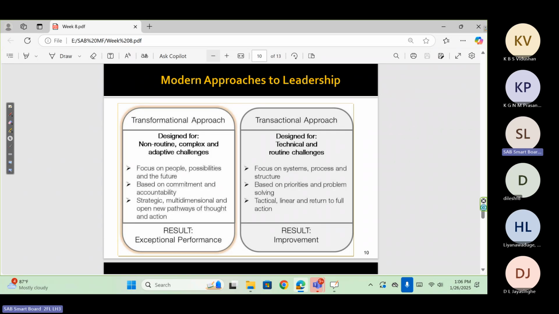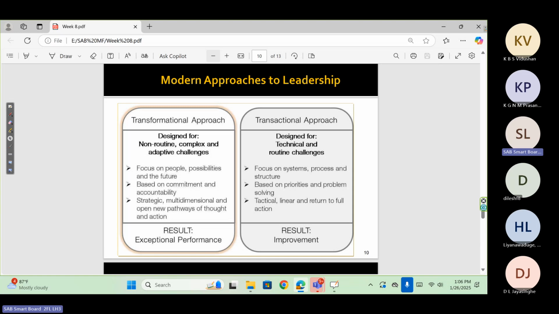Here also we have to compare the two. We need to identify the differences, like we compared managing and leading. Transactional and transformational can be compared. We can identify both similar and dissimilar features. Similar features: both the transactional and the transformational approaches to leadership try to improve the results, the performance of the organization. That is one similar feature.